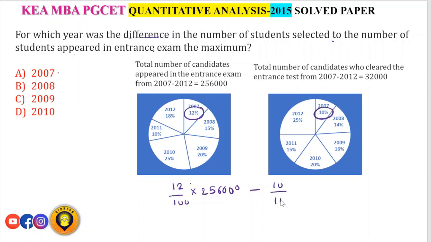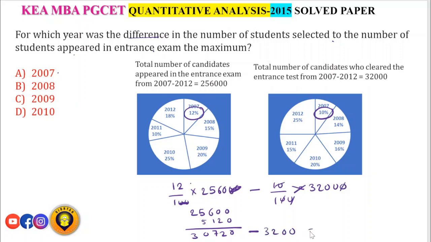Appeared is 10% of 32,000. So 10% of 32,000, how much will you get? Find the values. 2 zeros will get cancelled. 2560 into 12. Into 12 means 10 plus 2 you can think. 10 means 25600, 2 means 5120, so you will get 30720, minus 10% which means 3200. So 30720 minus 3200.